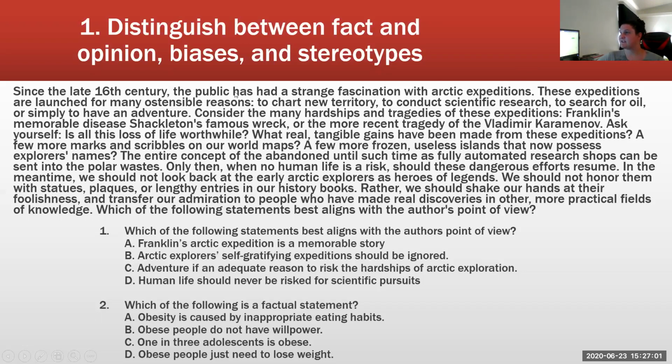Since the late 16th century, the public has had a strange fascination with Arctic expeditions. These expeditions are launched for many ostensible reasons: to chart new territory, to conduct scientific research, to search for oil, or simply to have an adventure. Consider the many hardships and tragedies of these expeditions: Franklin's memorable disease, Shackleton's famous wreck, or the more recent tragedy of the Vladimir Karamanov. So I'll stop right here. You can pause the video, read for yourself, and then we'll come together and answer the questions, because that's making this go super fast.